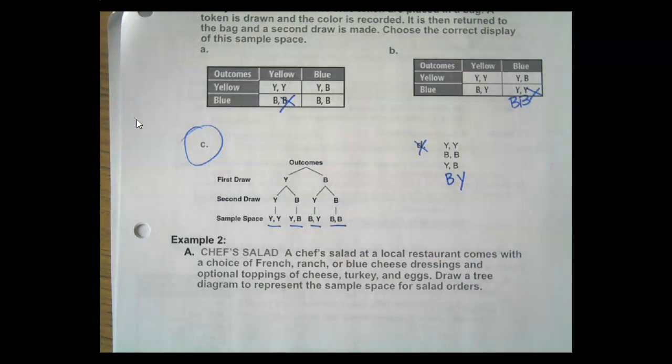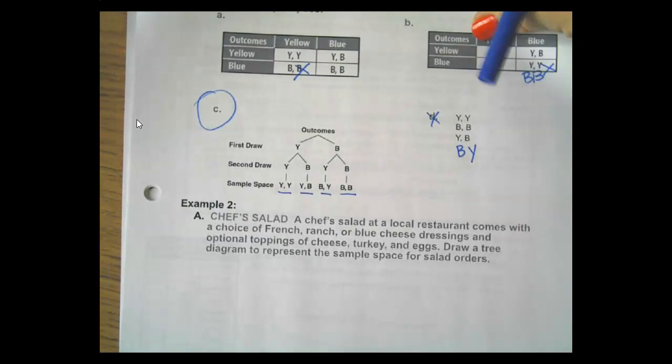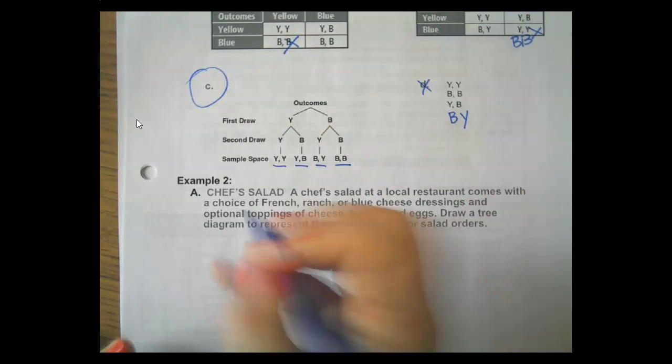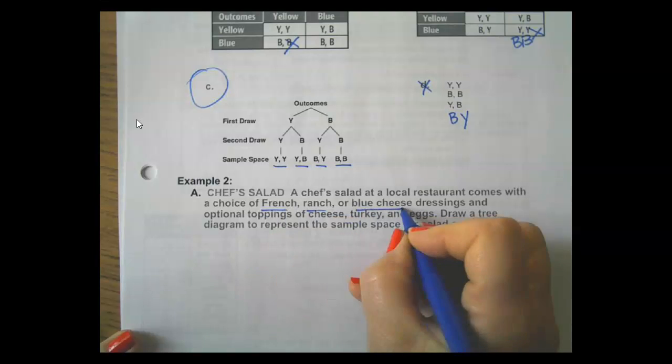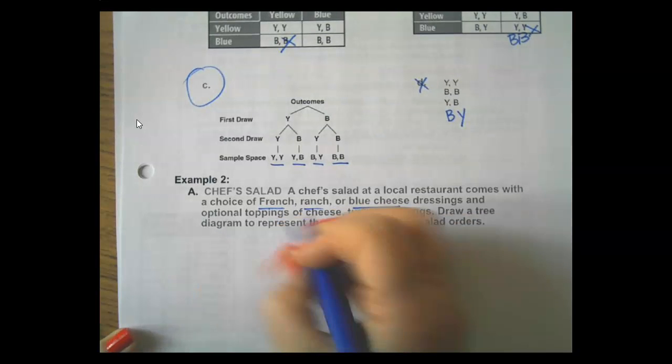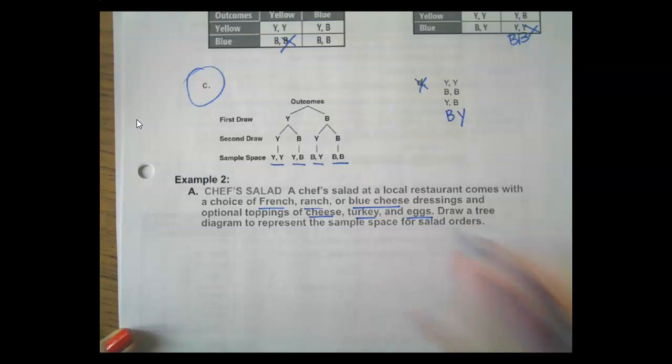All right. So here we have a chef's salad at a local restaurant. It comes in a choice of French, ranch, or blue cheese dressings. And your toppings are cheese, turkey, and eggs. Draw a tree diagram to represent that sample space. So you have your chef salad.